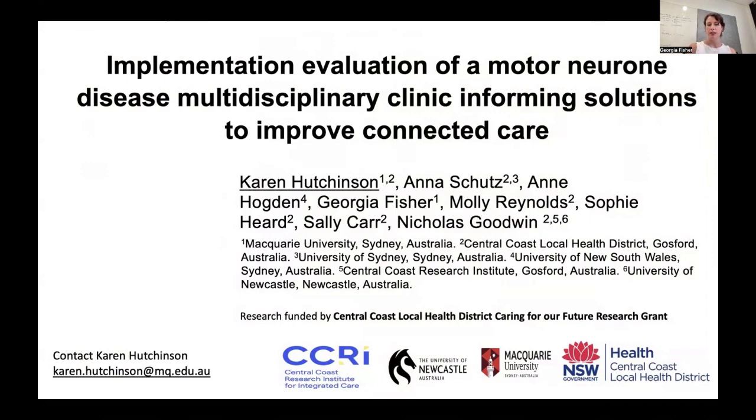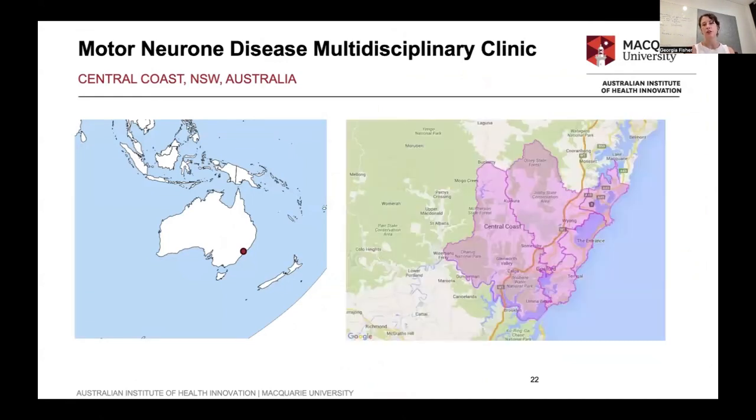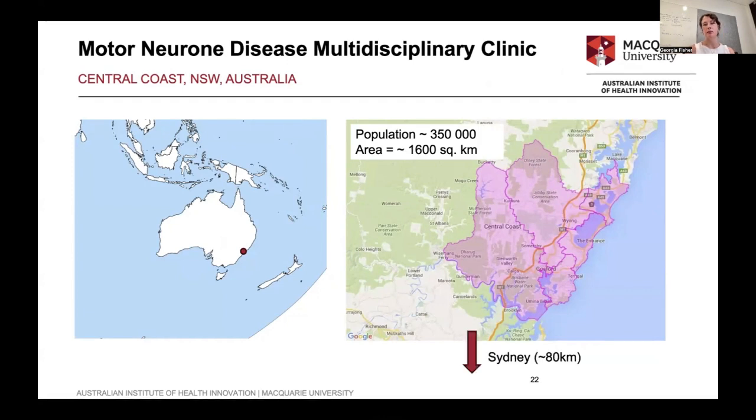This study was conducted on the Central Coast of New South Wales in Australia. And just to give an overview for those who might be interstate, it's quite a large area, quite a green area, and there's lots of national park and settlements, small suburbs around the national park. It has a population of approximately 350,000 people, quite a large area of 1,600 square kilometres. And Sydney is around 80 kilometres to the south.